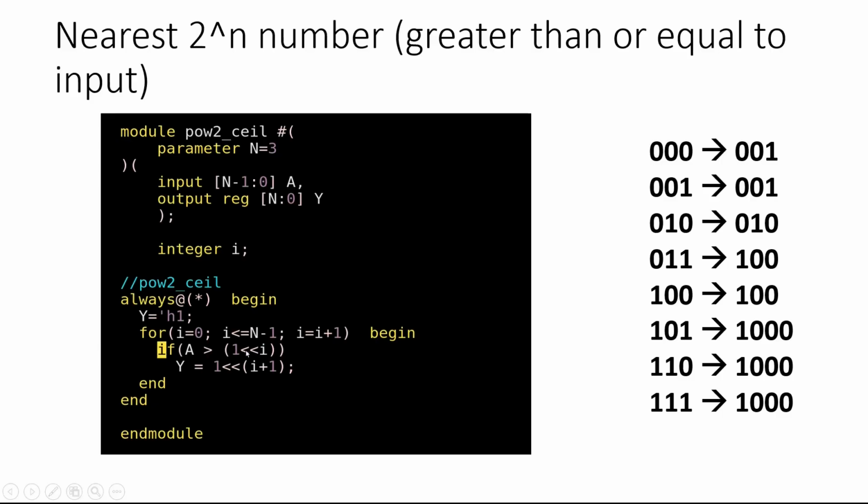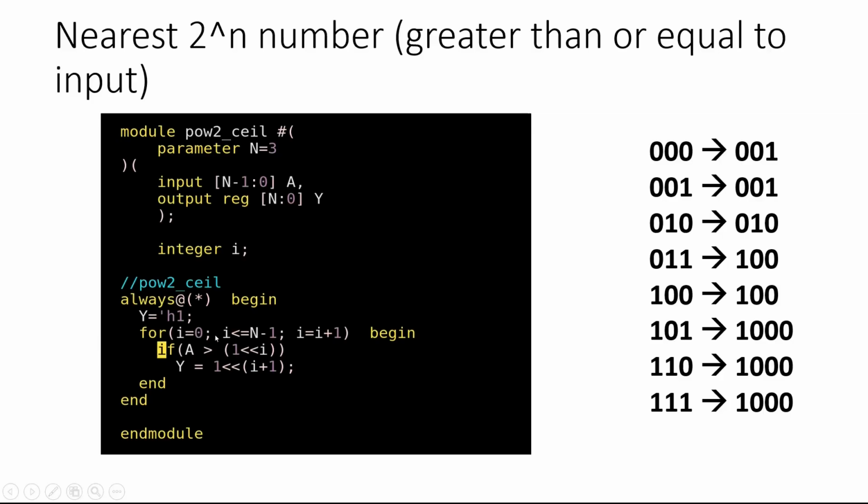If A is greater than 1, this is my input. If this is greater than 1, that means these values are all greater than 1. Then temporarily I am assigning y equal to 1 left shift by i plus 1. i is 0, so i plus 1 is 1. That means I am left shifting this 1 by 1 bit, that means 2. So I will assign the value of y as 2. But it is not final.